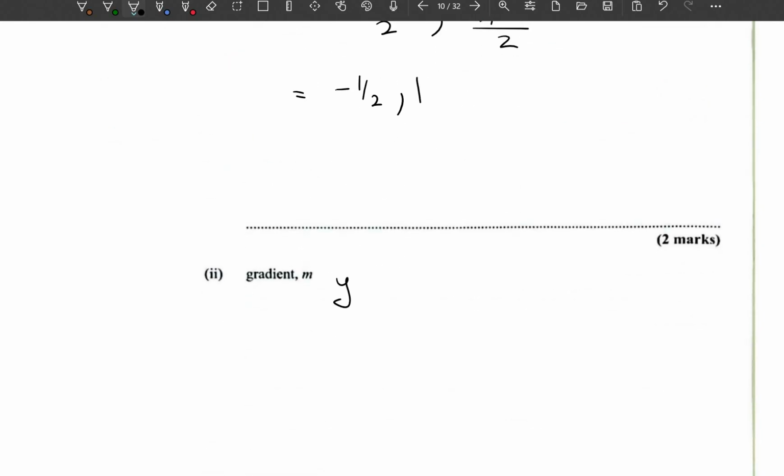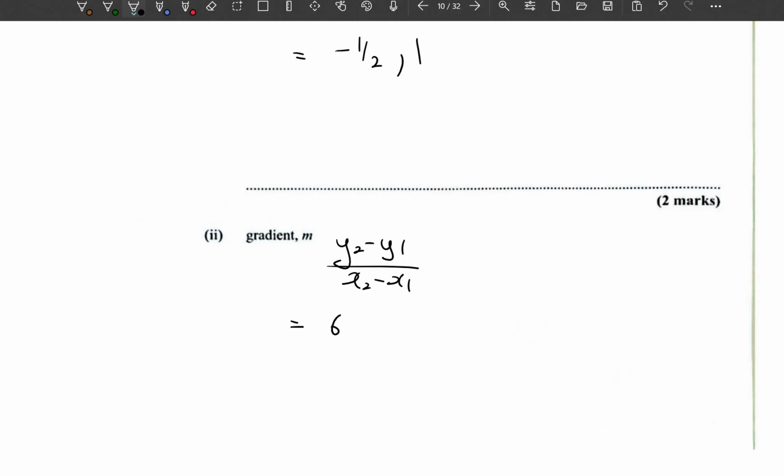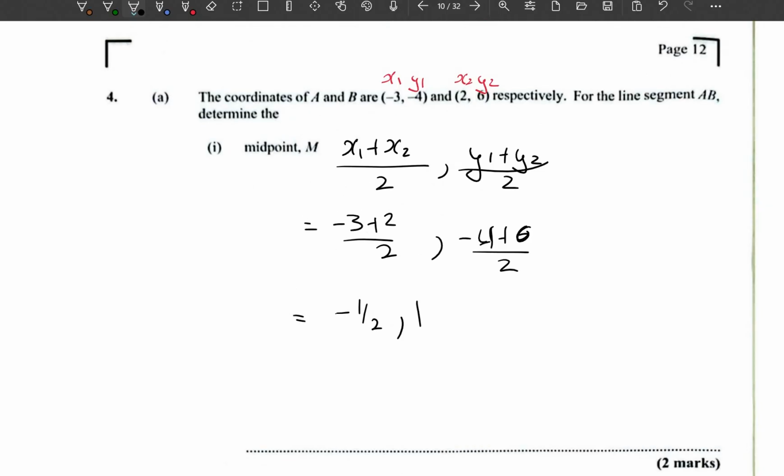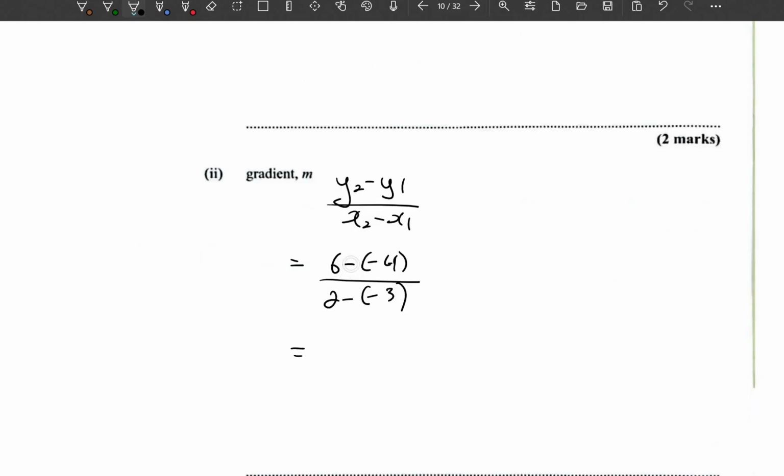The gradient is given as y2 minus y1 divided by x2 minus x1. So that's going to be y2 is 6, y1 is -4. That's 6 minus -4 divided by x2 is 2, x1 is -3. That's 2 minus -3. Therefore, we're going to have 6 minus -4, that's 6 plus 4, that's 10. We divide that by 2 minus -3, that's 2 plus 3, that's 5. The gradient is going to be 2.